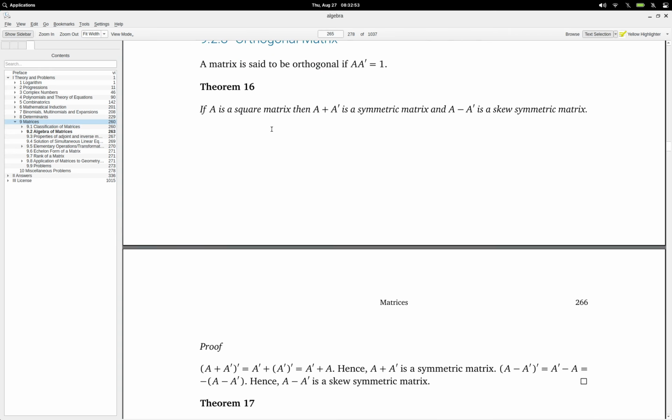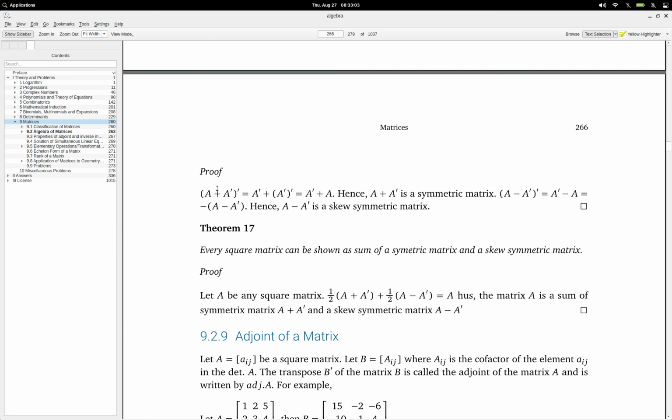Then we have a theorem. If A is a square matrix, then A plus A prime is a symmetric matrix and A minus A prime is a skew symmetric matrix. So we have the proof. A plus A prime, we take the prime of that, so we get A prime plus A prime prime, that is A prime plus A. Hence A plus A prime is a symmetric matrix. A minus A prime, and we take the transpose of that, that is equal to A prime minus A, which is equal to minus of (A minus A prime). Hence A minus A prime is a skew symmetric matrix.